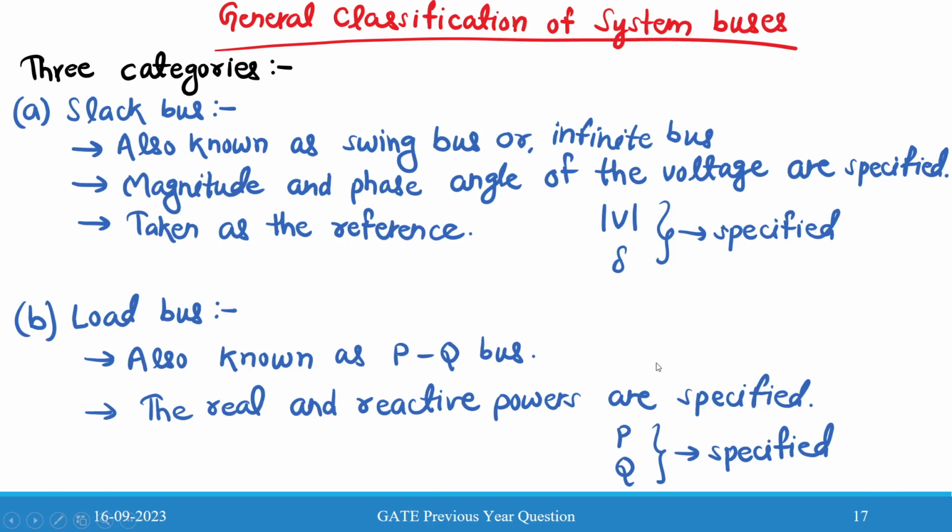So now moving forward to the types of system buses. Generally we categorize the buses in a power system into three categories. So the first one is the slack bus. This is also called the reference bus, and it is also known as the swing bus or infinite bus. And here the magnitude and phase angle of the voltage are specified. And this is also called the infinite bus because it can exchange any amount of power whatever we want. The second category is the load bus. This bus is also known as the PQ bus, and here the real and reactive power are specified.